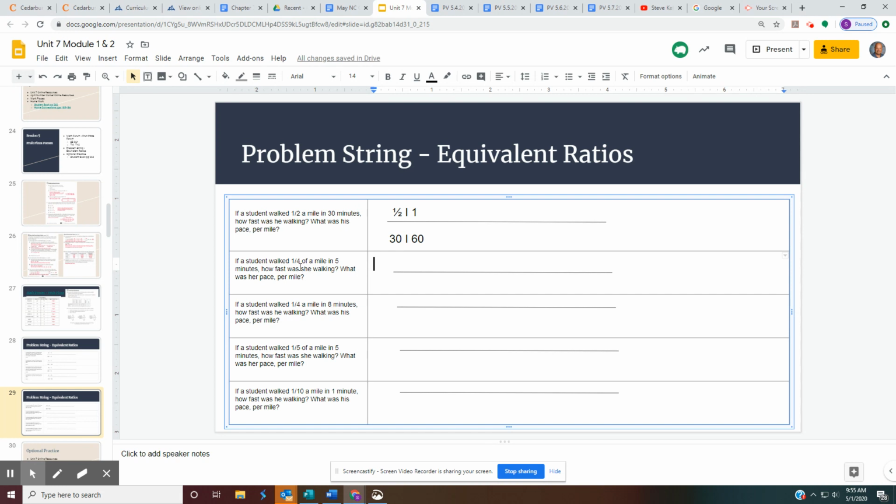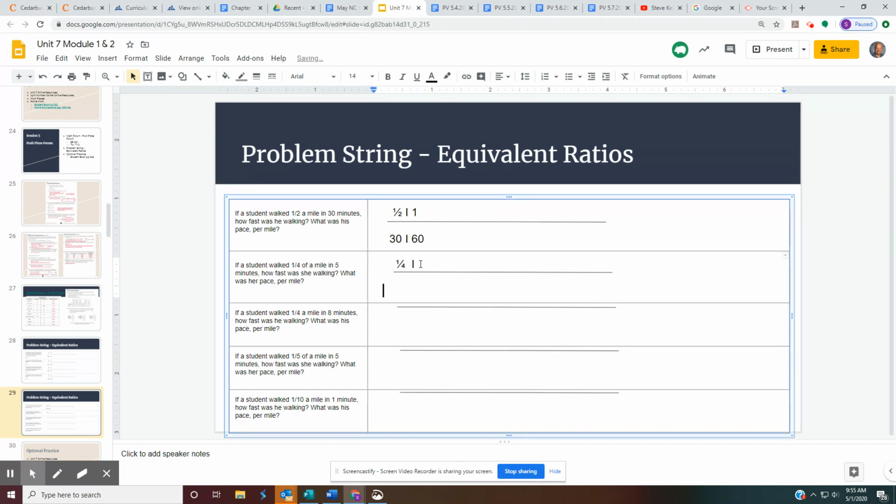All right. Our next one says we walk 1/4 of a mile in 5 minutes. This is my problem string. So what would that be, right? How many fourths are in 1 whole? 4. So if I'm multiplying 1/4 by 4, I get 1.